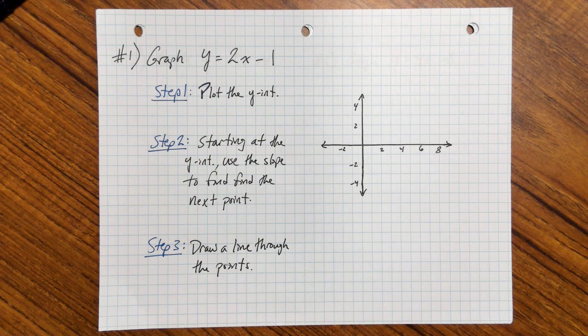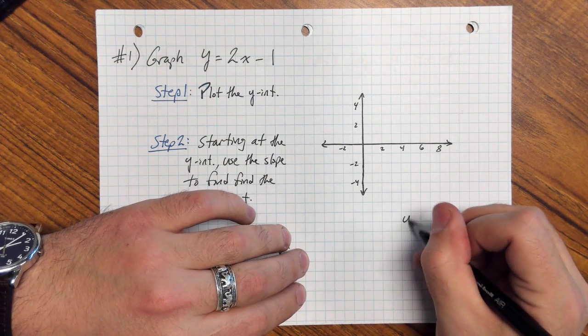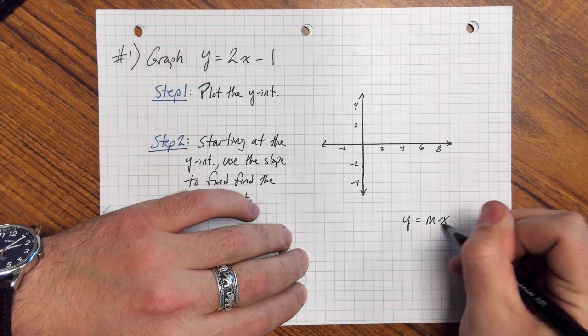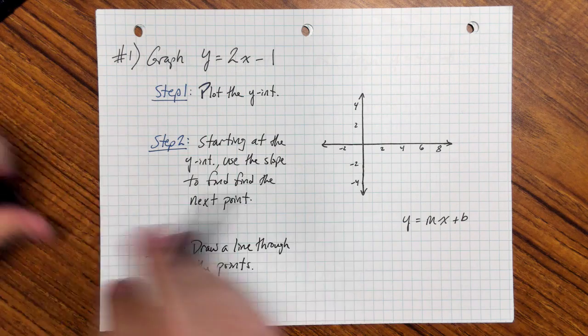Okay, guys. So I wanted to give you a quick overview again of how to graph a line when you have the equation in slope-intercept form. Real quick, just to remind us, slope-intercept form is y equals mx plus b.